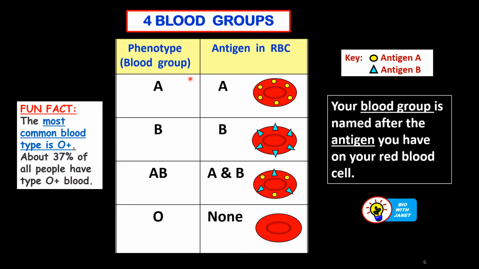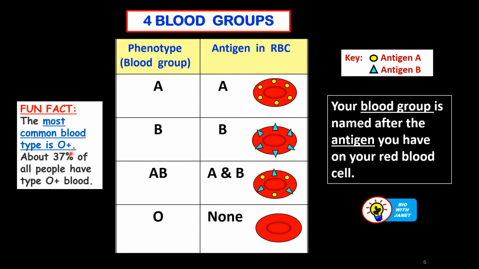But there is no specific advantage or disadvantage if you belong to any of these blood groups. Okay, it doesn't mean that one blood group is better than the other. Now the fun fact is that the most common blood type is actually O positive. The positive here stands for rhesus factor, the presence of rhesus factor, which we'll discuss later on.